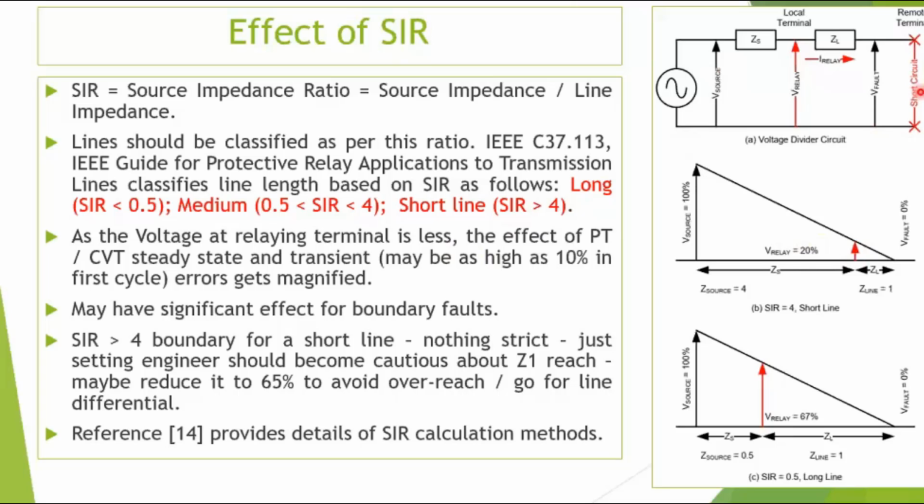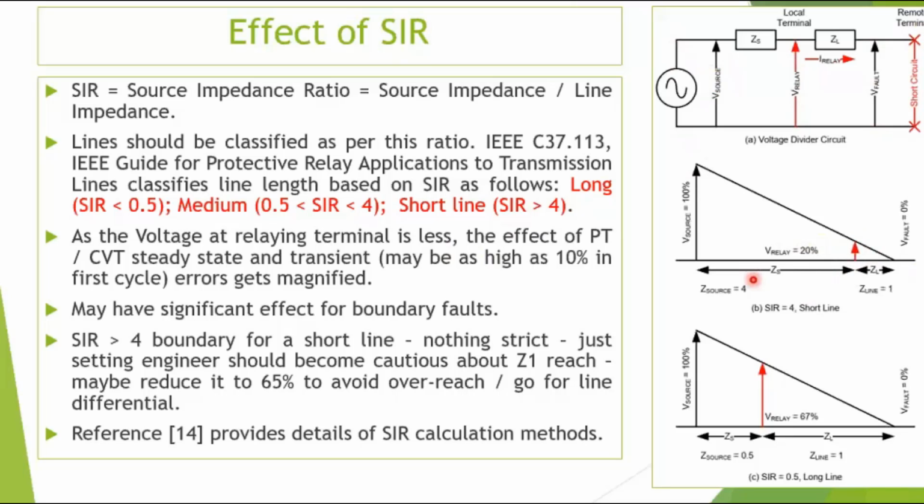This is a short circuit. Let's see the diagram on the right. The short circuit, this is the voltage, let's say this is a V fault which is 0. This is the V relay and this is the V source. This is the profile of the voltage: it will fall from the source to the fault, where the relay comes somewhere in between.